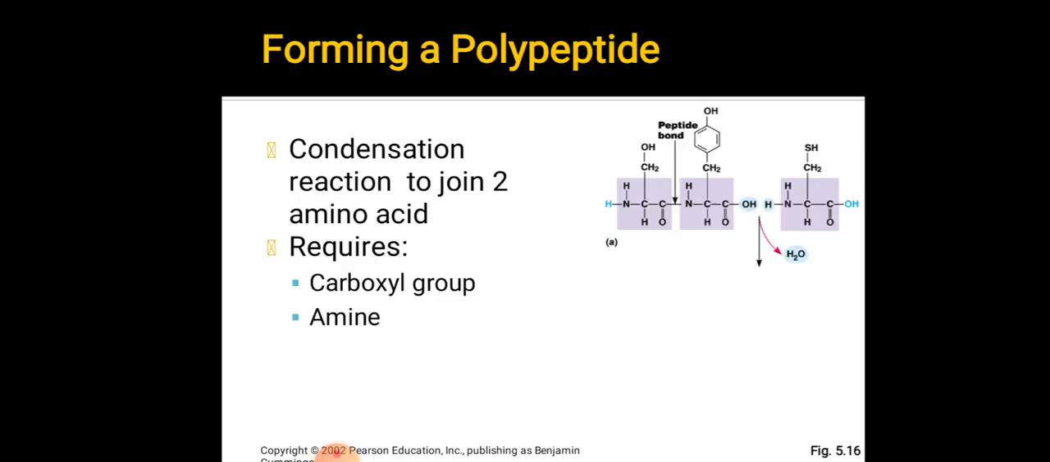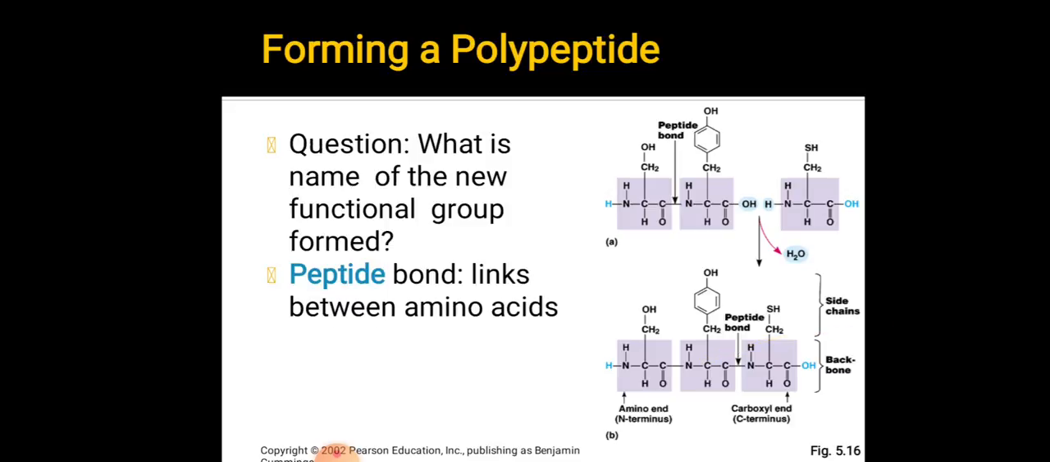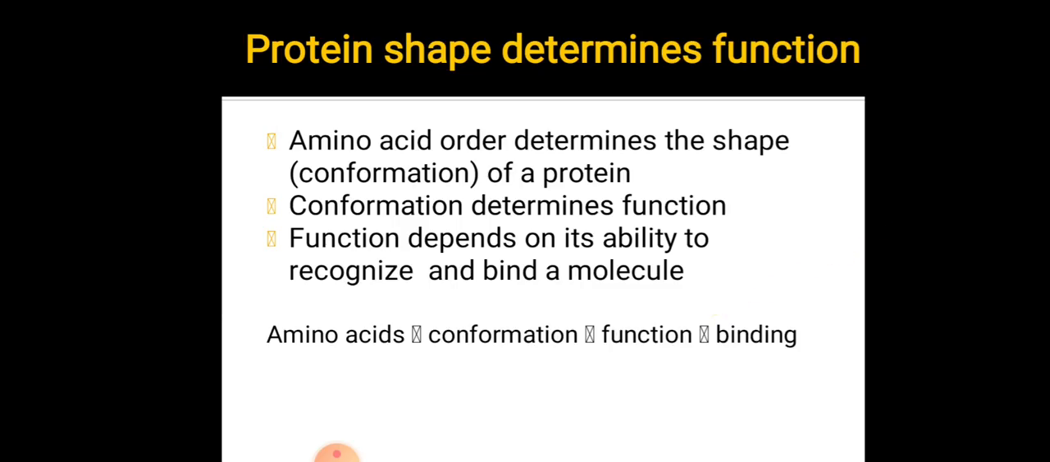A condensation reaction to join two amino acids requires a carboxylic group and an amine group. One amino acid contributes the carboxylic group, the other contributes the amine group; they condense and form a peptide bond. What is the name of the new functional group formed? It is known as the peptide bond, the link between amino acids.